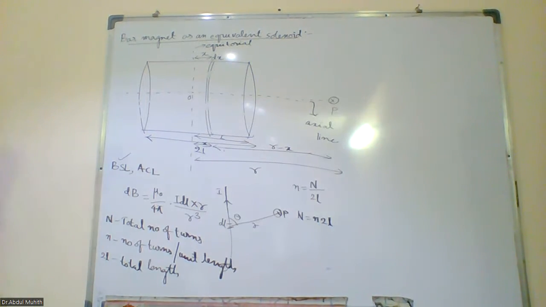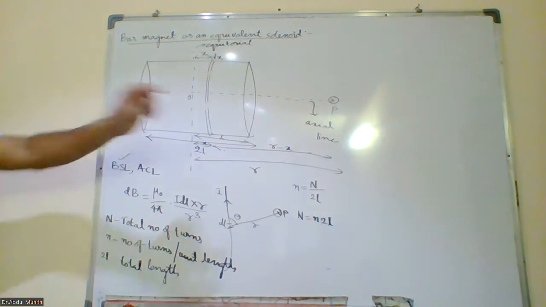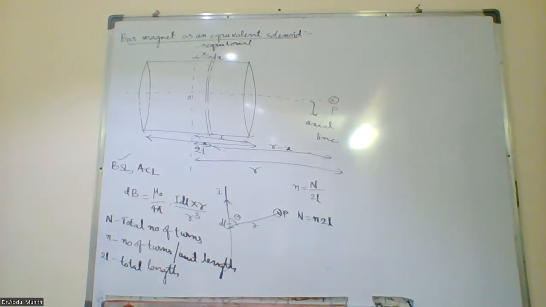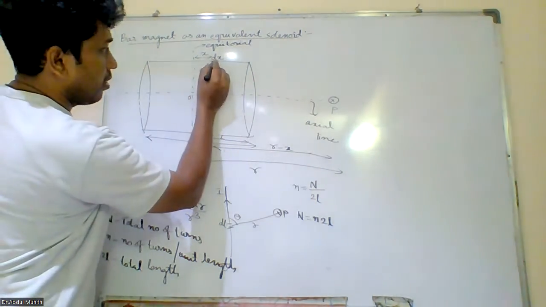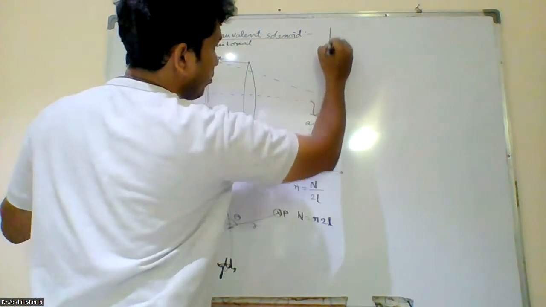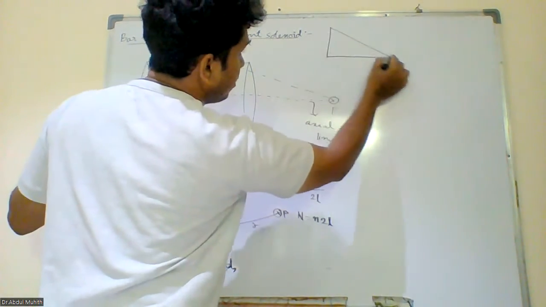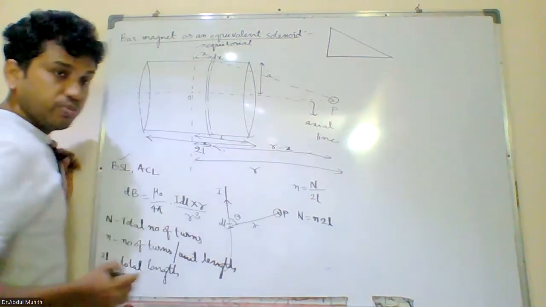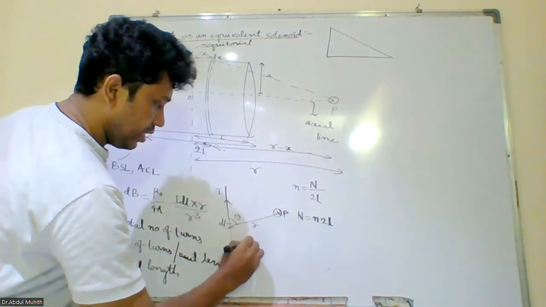Now we want to find out the magnetic field at point P due to this element. Then what do I have to do? I have to make a complete triangle. So I will draw a right angle triangle now. So this is what? This value is a. Small a is the radius.